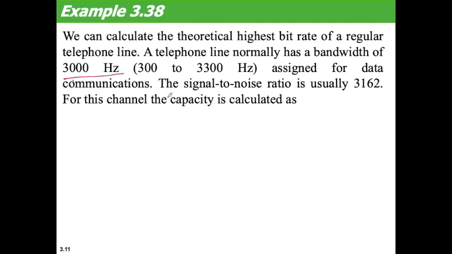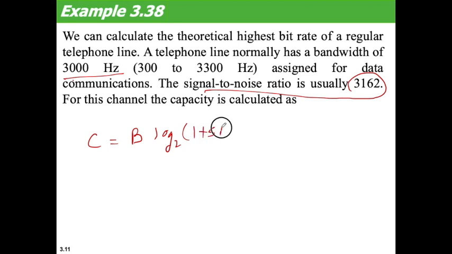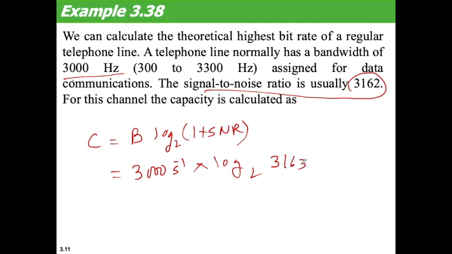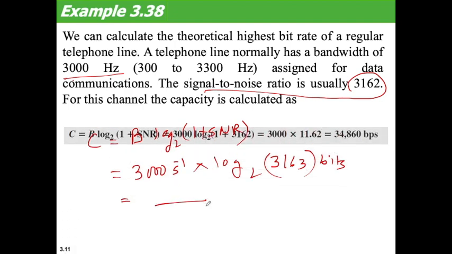Okay, now the signal to noise ratio is usually this amount. You are asked to calculate the capacity. We know that, right? The capacity is actually bandwidth times log 2 base (1 plus SNR). We have all the values, right? 3000 per second times log 2 base, SNR is 3162. That means we have 3163 bits. And this will be your answer, whatever the value is, right?